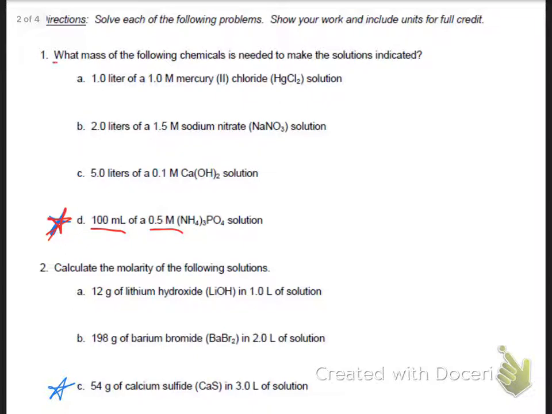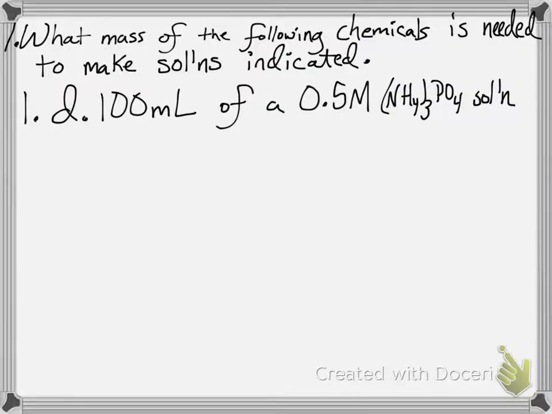And all of number 1 is asking what mass of the following chemicals is needed to make the solutions indicated. So it's kind of like what we did before where we have to solve for mass. Mass means grams. All right, so let's look. I'm going to write it down real quick. And there you go. So what mass of the following chemicals is needed to make the solutions indicated? Letter D. I have 100 milliliters of a 0.5 molar ammonium phosphate solution.